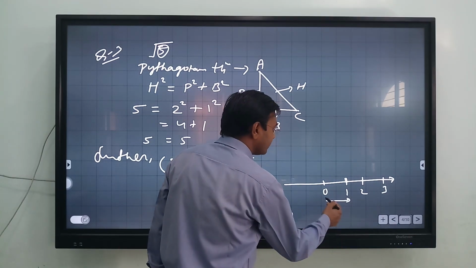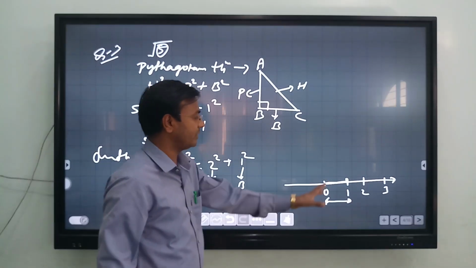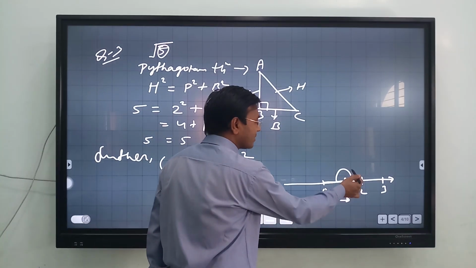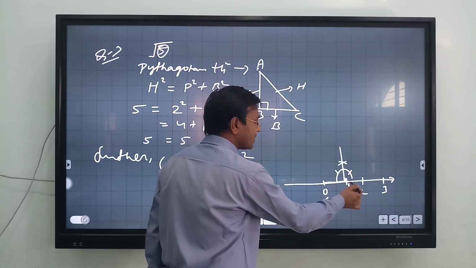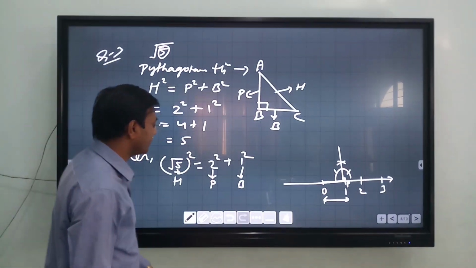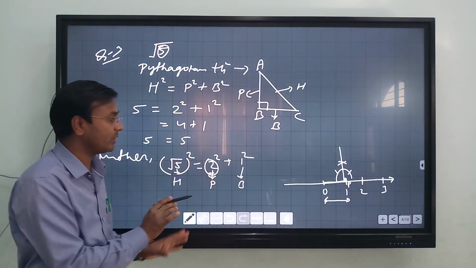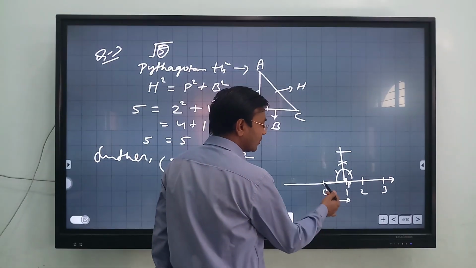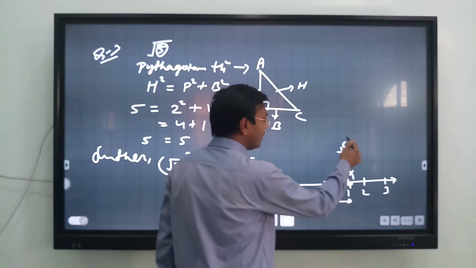Now we are taking this side. Let's start: 0 to 1 means 1 unit we are taking. Now draw, using a compass, a right angle at this point 1. Say this point is P. Draw a right angle at the point P. And now see, what is the perpendicular? 2 square. So we have to take only 2 without the square. So take 2 units. Whatever units you are taking, suppose you are taking 1 centimeter, so take a distance of 2 centimeters and draw an arc.